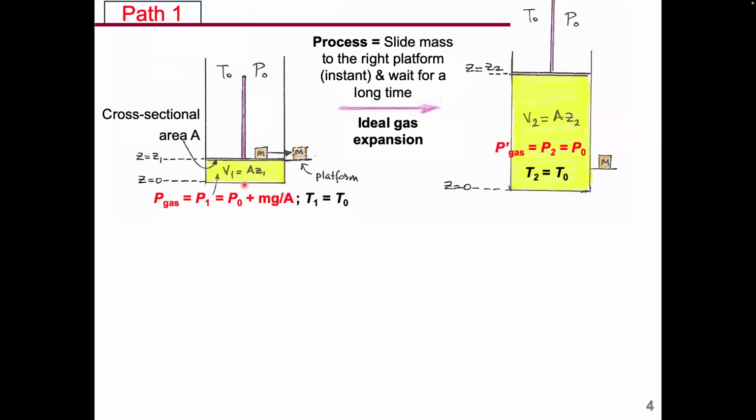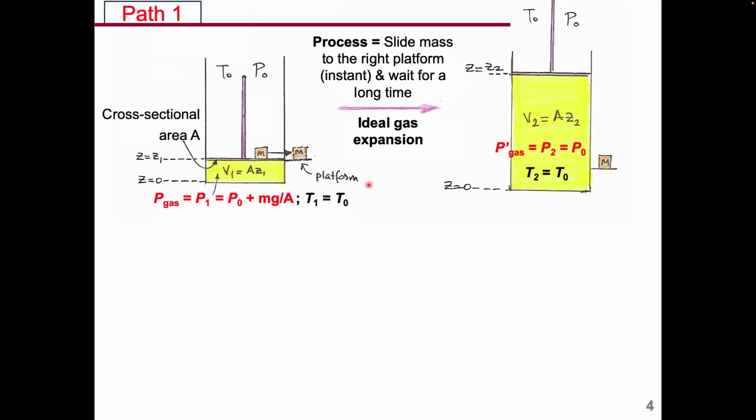Now, what we want to do is change to state two. The process we are going to take to go from state one to state two is simply sliding this mass off the piston and putting it on the leveler here. So you slide it away, and the external pressure now all of a sudden drops to P0, and the mass is just sitting at this height.